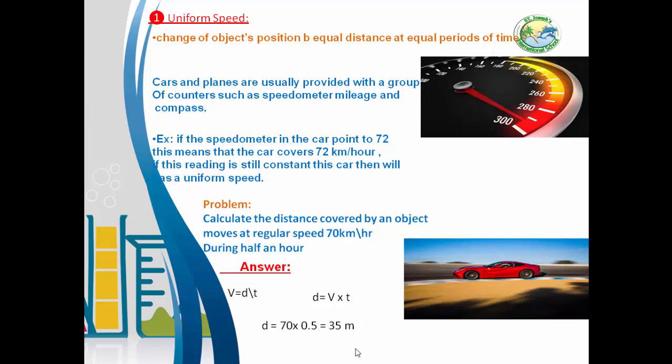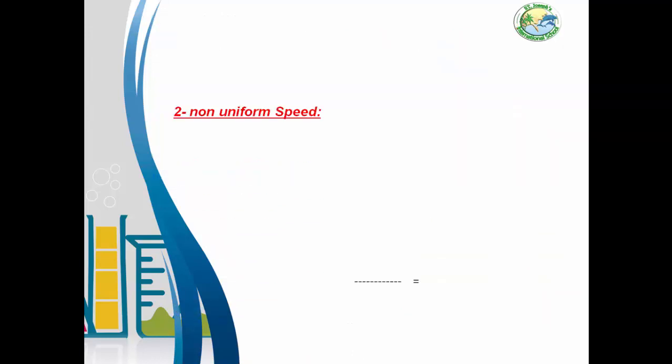So the first type of speed is uniform speed, the change in the object's position by equal distance at equal periods of time. The device that is used in cars to measure the speed is the speedometer or mileage. When the car moves equal distance at equal periods of time, this car is moving with a regular speed.